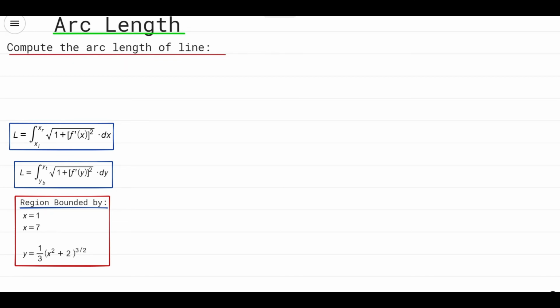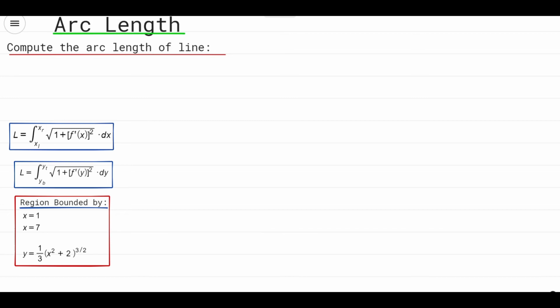So now we're being introduced to a new concept of how to compute the arc length. We're given these two formulas over here. The arc length is equal to the integral from xl to xr of the square root of 1 plus f prime x squared times dx. And the second formula is the integral from y bottom to y top of the square root of 1 plus f prime y squared times dy. In a region bounded from x equals 1 to x equals 7, we're given y equal to 1/3 times (x squared plus 2) raised to 3/2.